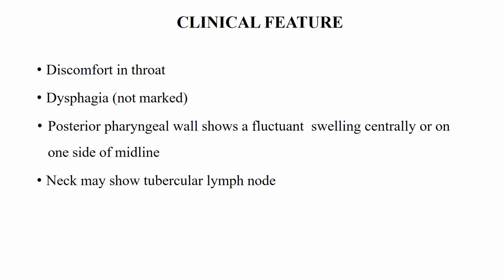Clinical features: the patient may complain of discomfort in throat. Dysphagia, though present, is not marked. Posterior pharyngeal wall shows a fluctuant swelling centrally or on one side of the midline. Neck may show tuberculous lymph nodes.